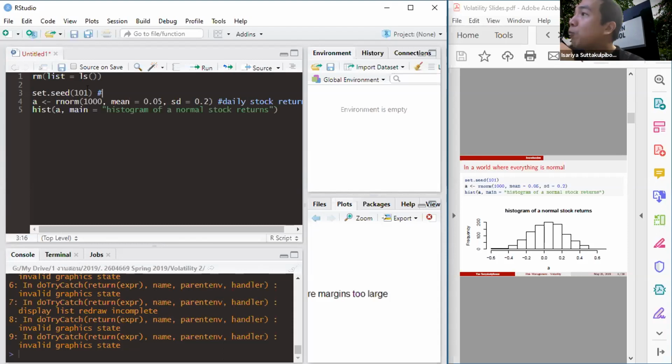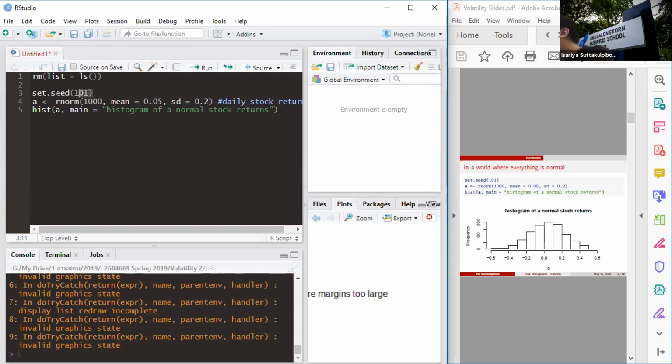So if you set seed 101, right? I set seed 101, you set seed 101, then it's going to generate the same series of numbers. If I change to 102, it's going to be different numbers, right? But if I do 102 and you do 102, it's going to be the same numbers. Anyways, I'm going to do set seed first. It doesn't really matter, right?